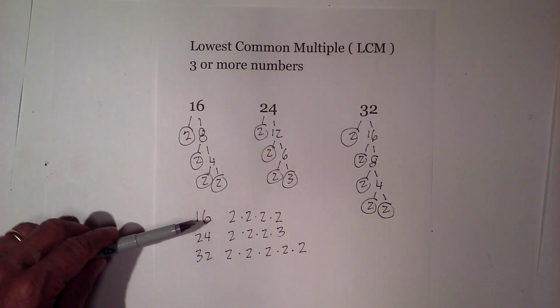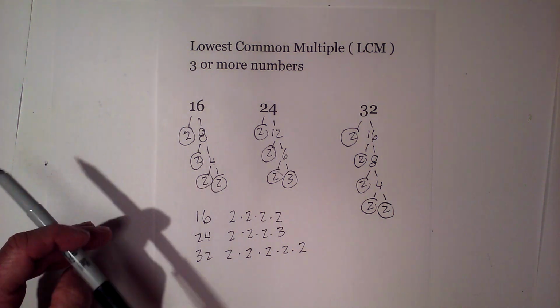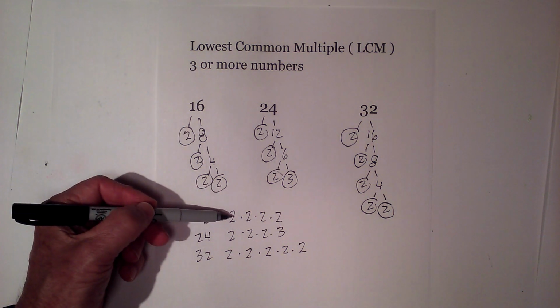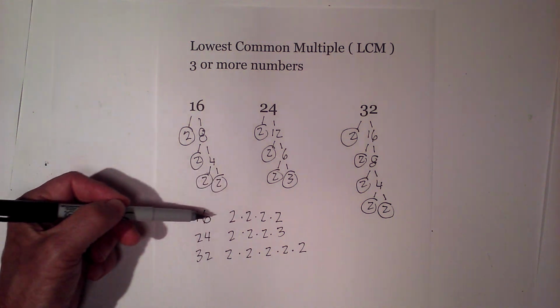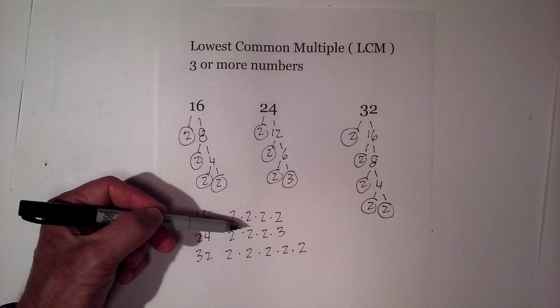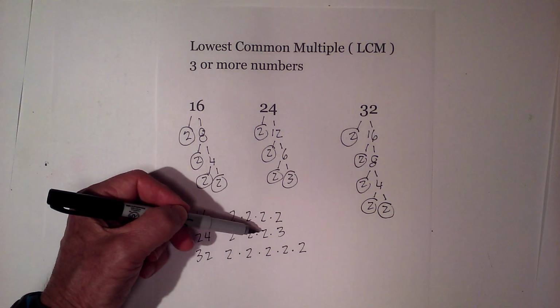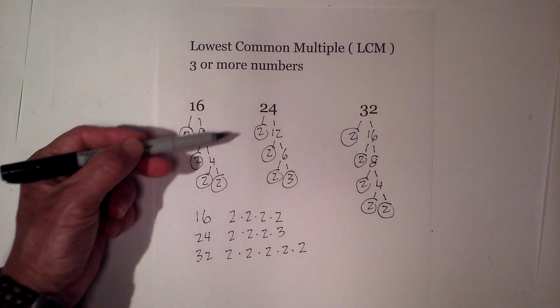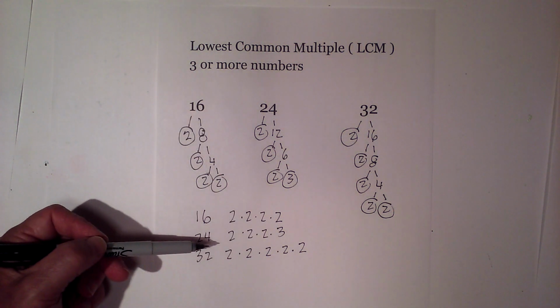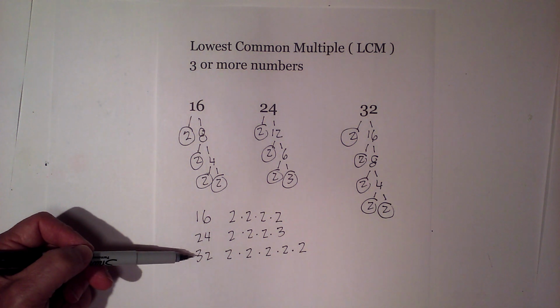Now, when I write these out, you do not have to do this step, but it does cut down on errors. I've written the 2 times 2 times 2 times 2 is 16. 2 times 2 times 2, yes, that's a 2, not a z, times 3 is 24. And then there's 5 2's multiplied together to equal 32.